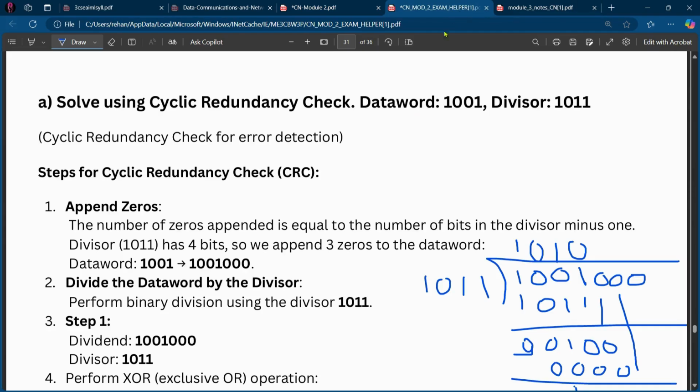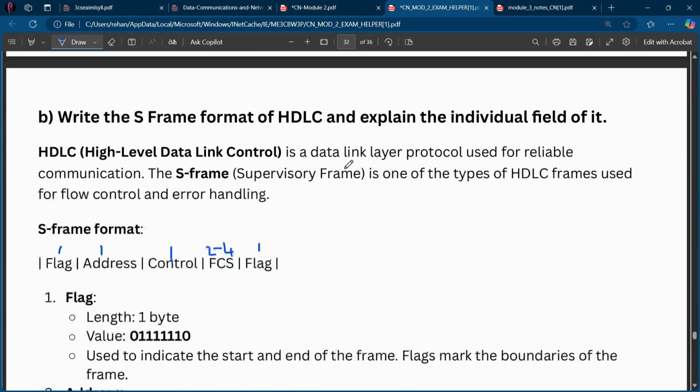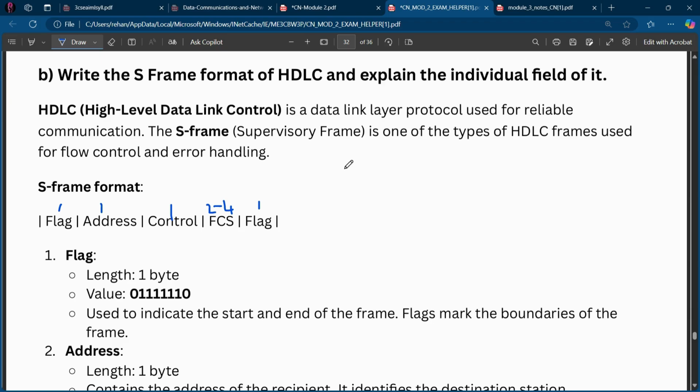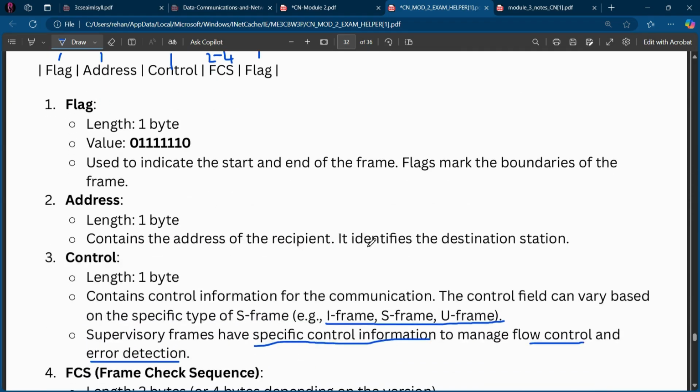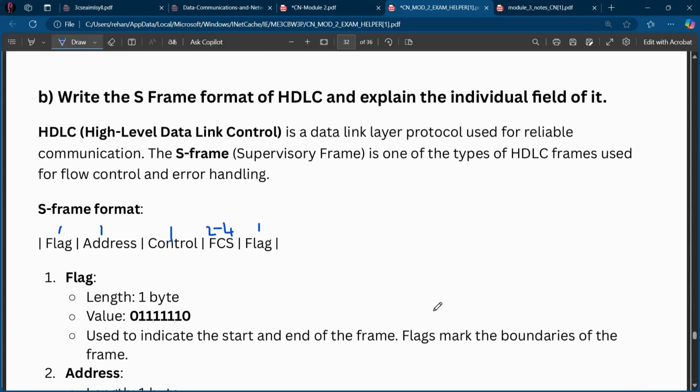Okay. So then comes your second, S frame. So what is S frame? Under HDLC, you have three types of frame. Those are I frame, S frame, and U frame. S frame is one of the types of HDLC frames used for flow control and error handling.